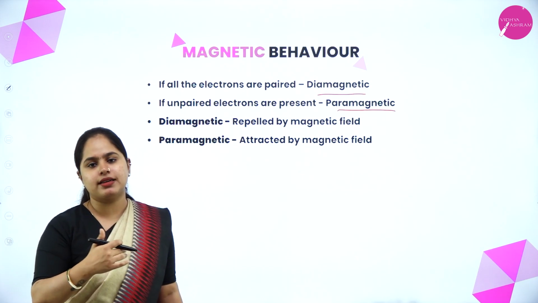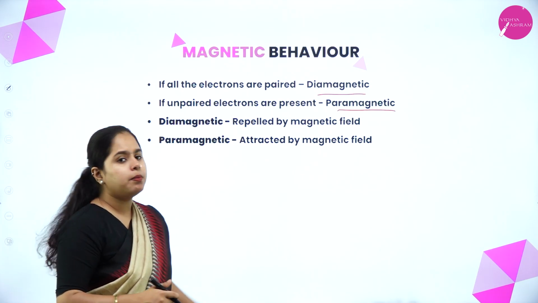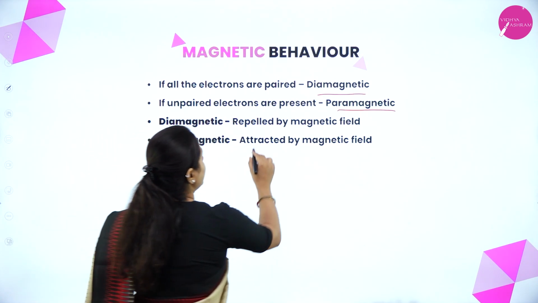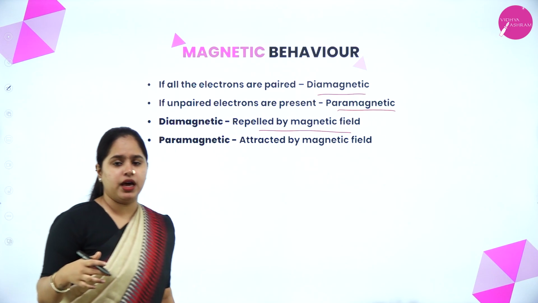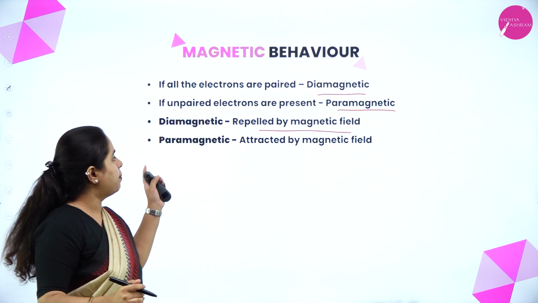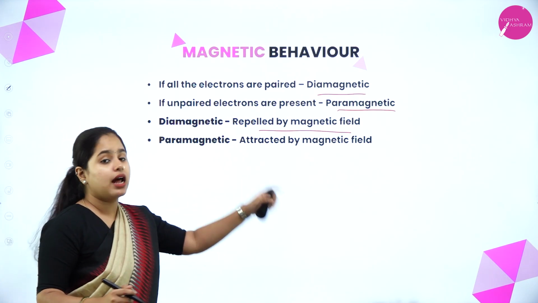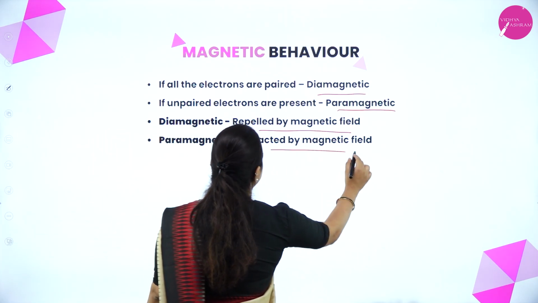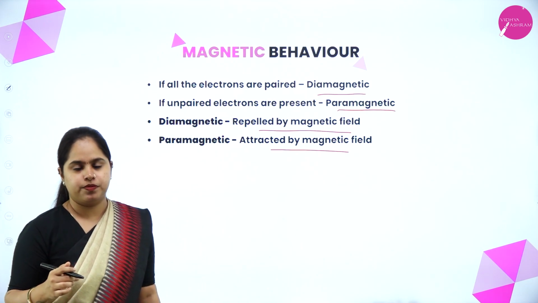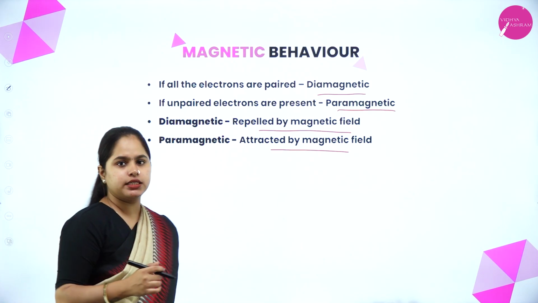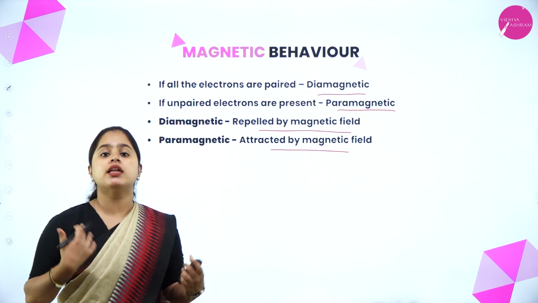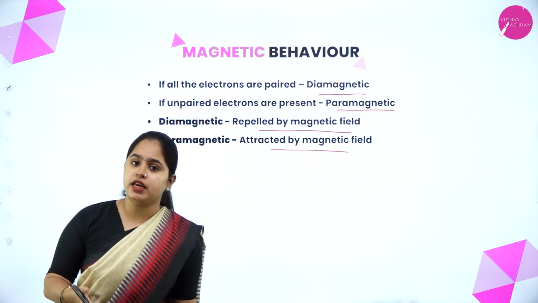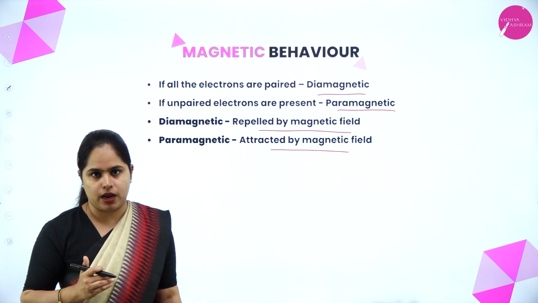Now, what is diamagnetic and paramagnetic? Diamagnetic substances are repelled by a magnetic field. So when an external magnetic field is applied, it repels it. And paramagnetic molecules attract the magnetic field. So when an external magnetic field is applied, it attracts the magnetic field. So that is diamagnetic and paramagnetic. Based on the number of electrons, the electronic configuration, we will be able to predict whether the molecule is diamagnetic or paramagnetic also.